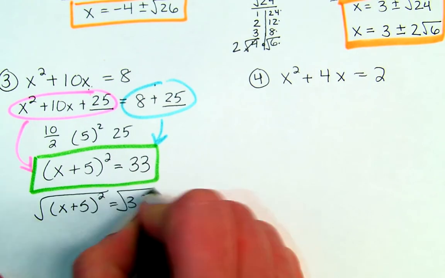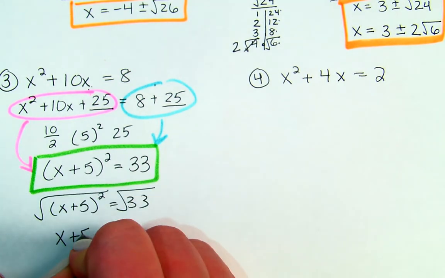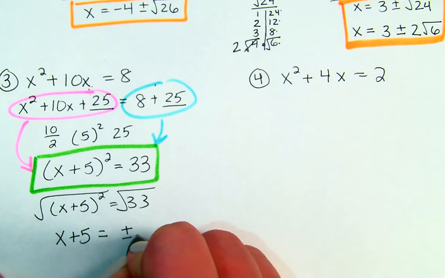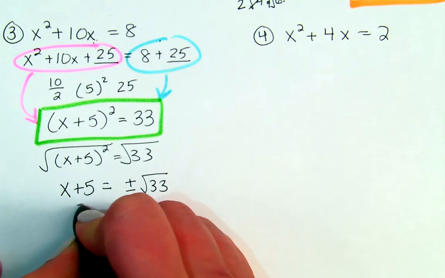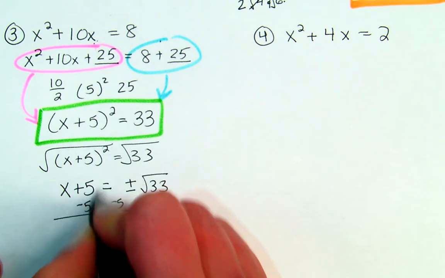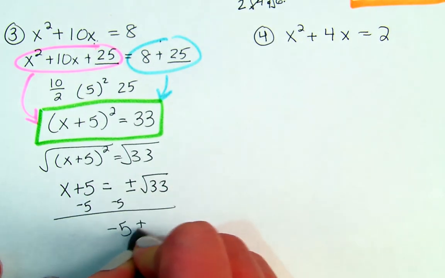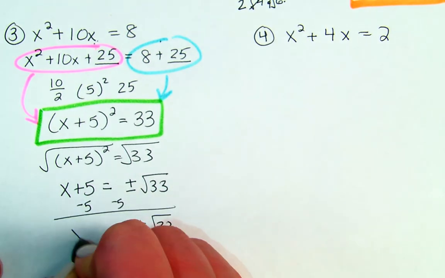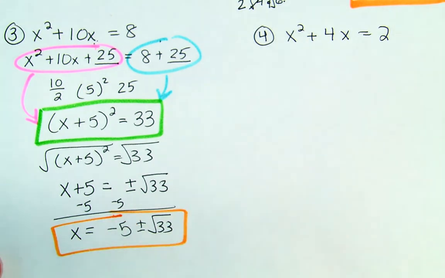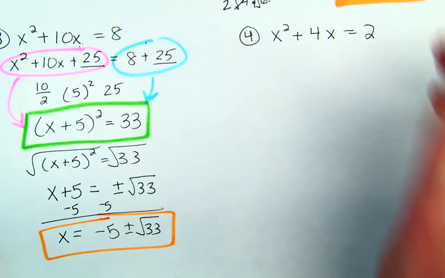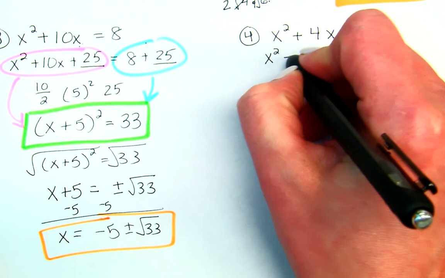Take the square root of both sides to be left with x plus 5 equals plus or minus the square root of 33. Then we subtract 5 from both sides, squeeze that right in front on the right side here, and that's what x is equal to. These are our solutions.